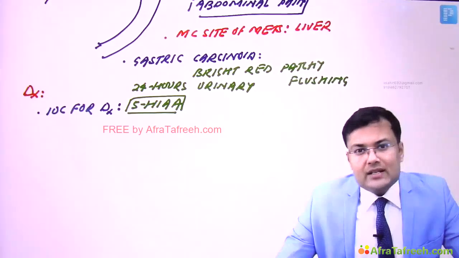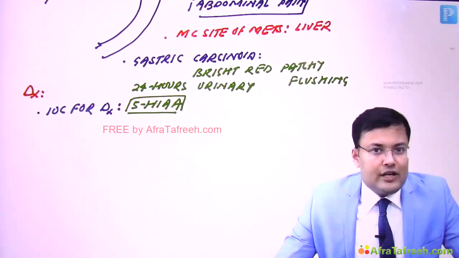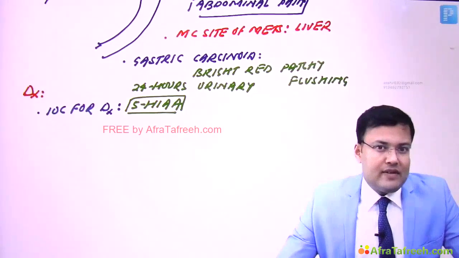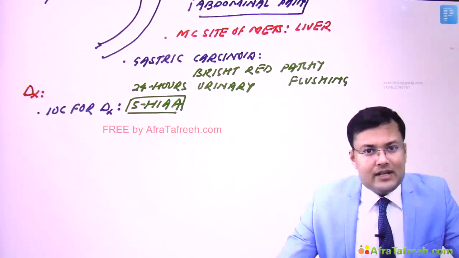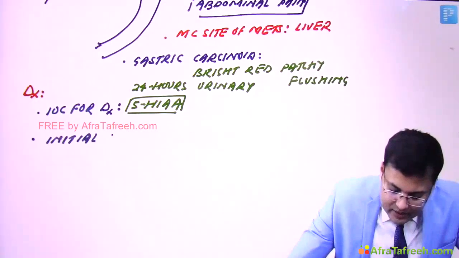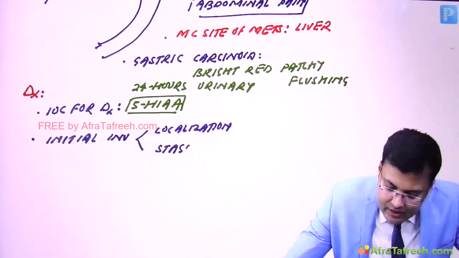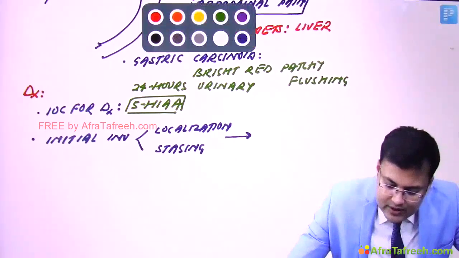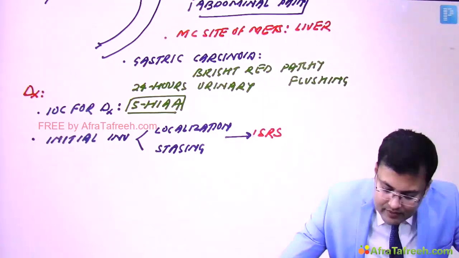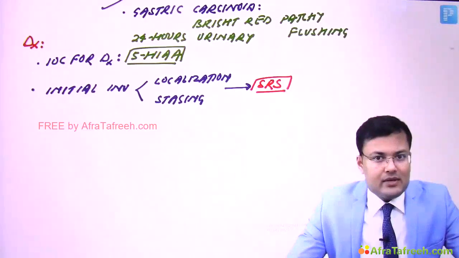Second important point which we discussed in pancreatic neuroendocrine tumors, that all neuroendocrine tumors are going to express somatostatin receptors except insulinoma. That's why in majority of neuroendocrine tumors, the investigation of choice for localization is SRS. What is the full form of SRS? Somatostatin receptor scintigraphy. So here also the initial investigation for localization and for staging of carcinoid tumors is SRS.